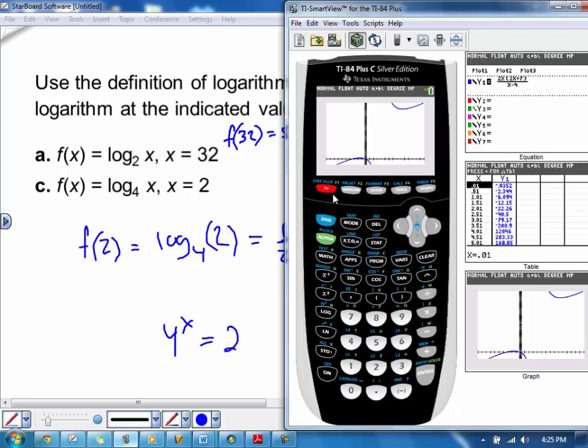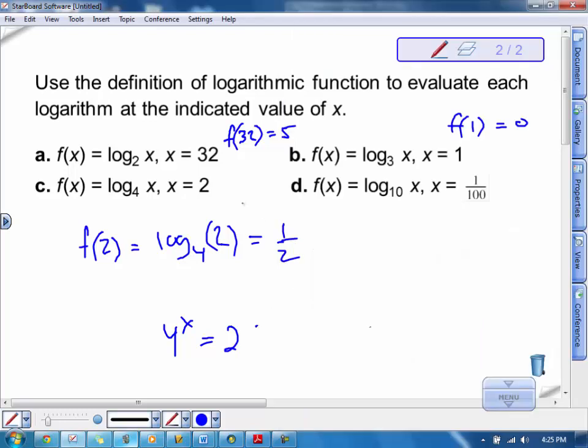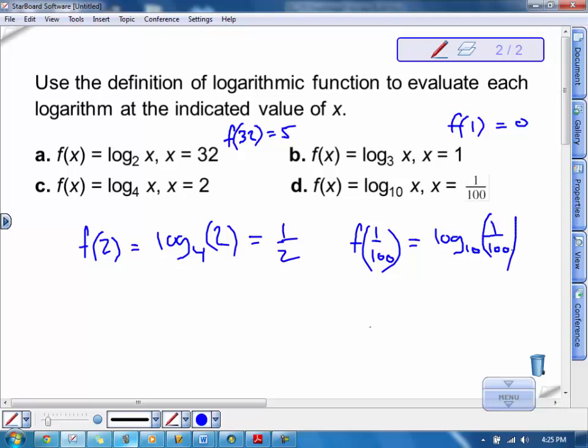Whoops, not graph. Sorry about that. Gives you 0.5, or 1/2, just like we thought. So that's 1/2. Part D then, f of 1 over 100, in this case, is equal to log base 10 of 1 over 100. I'll show you how to do this by hand later, but basically just enter that into the calculator for now.